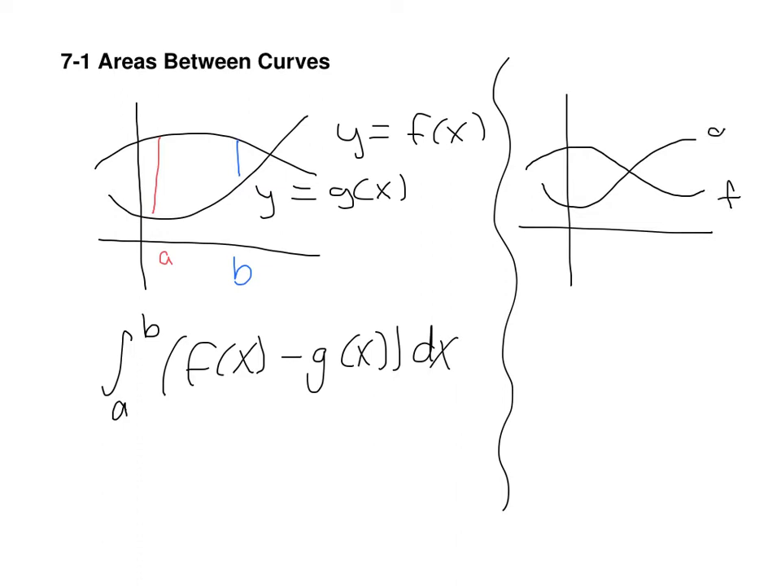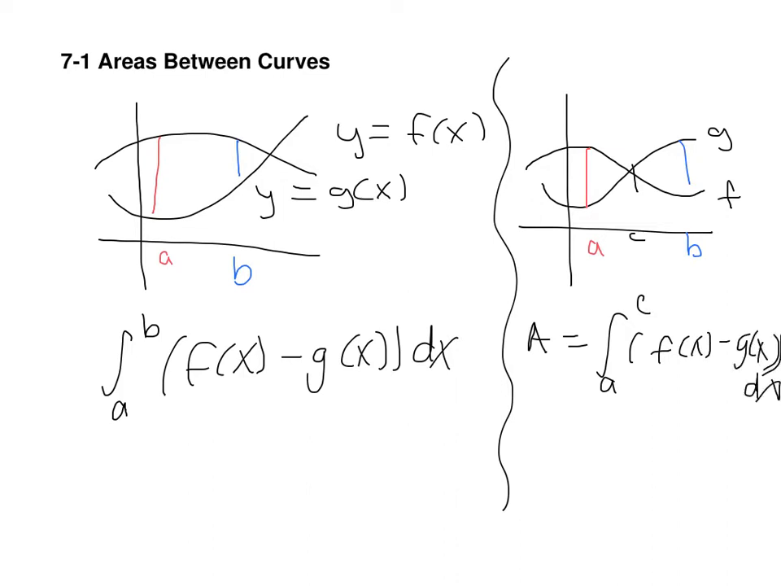If it is the case that f of x is greater than g of x only sometimes, so suppose this is f and this is g, and that point in the middle is c, and we have an a value there and a b value there, you will have to produce two integrals. Your area will be given as an integral from a to c, on which we find the antiderivative of f of x minus g of x, plus the integral from c to b, where we do g of x minus f of x.